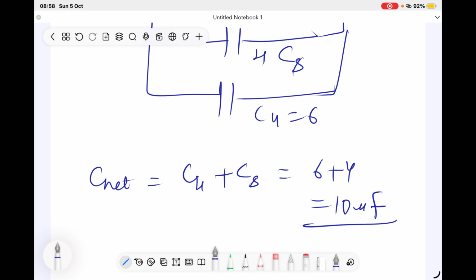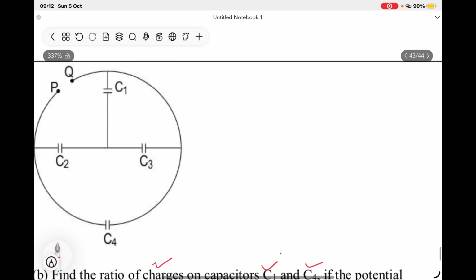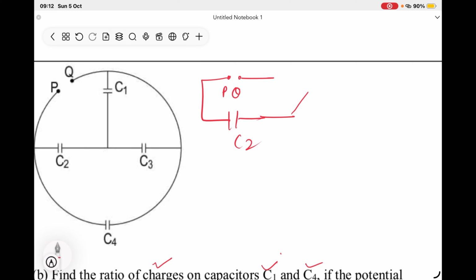This is one answer. So to do the second part of the question, which is to find the ratio of charges on C1 and C4, the potential difference is given as 10 volt. You should draw all the diagrams which you have come across while solving the question. Like my first diagram was P and Q, and then I have drawn C2, then they were in parallel.